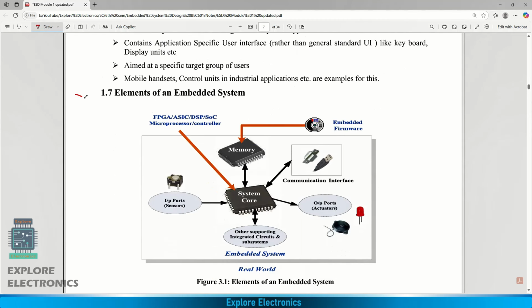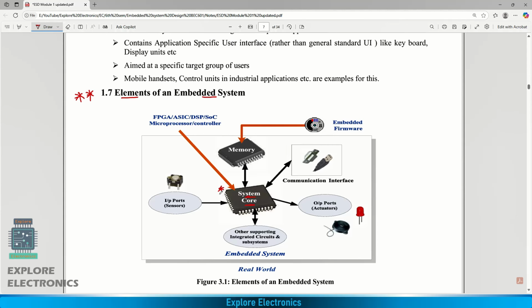Then comes the very important topic here: the elements present in an embedded system, or the block diagram of an embedded system, we say. What is an embedded system consisting of? It will consist of a system core, right? It consists of some electrical hardware. That will be the system core.